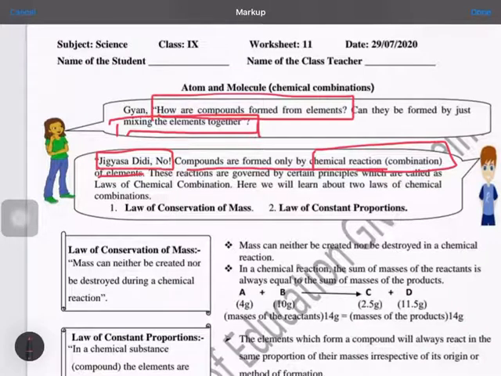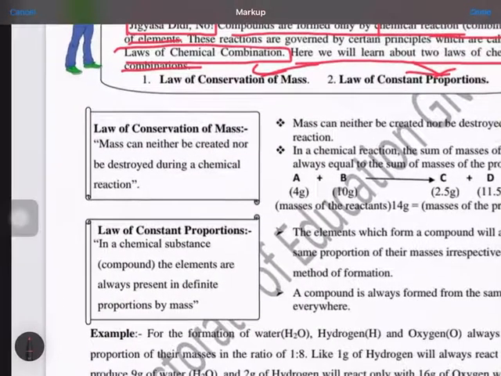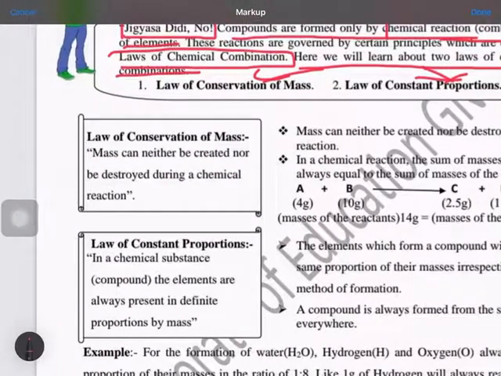Now here we have to learn two laws of chemical combination, and Antoine Lavoisier was the scientist who has given the laws. He was also known as the father of chemistry. So the laws of chemical combination we have to learn: one is the law of conservation of mass and the other is the law of constant proportion. So first we come to the law of conservation of mass.